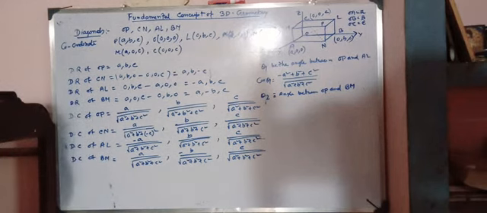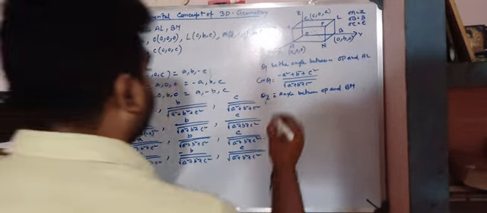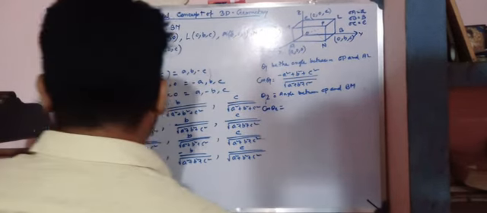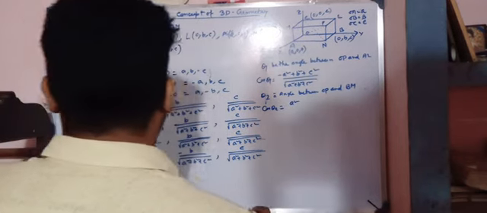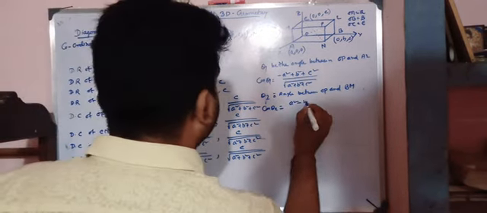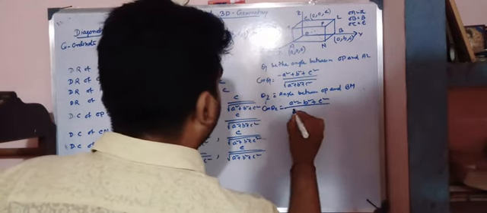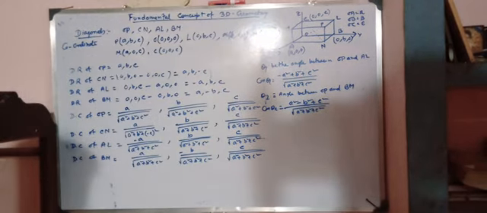Understood that? So OP and BM, A into A. So cos theta 2 is equal to A into A square, B into minus B square plus C square by root over of A square plus B square plus C square. This is cos theta 2. Okay.